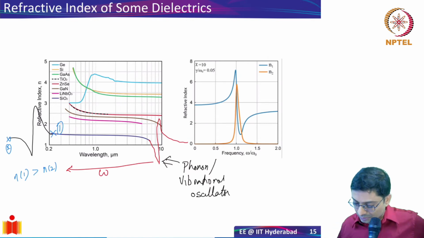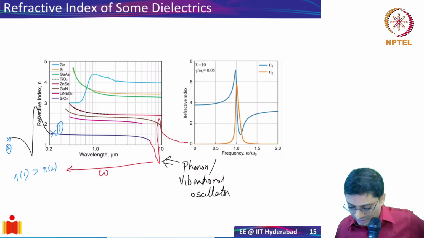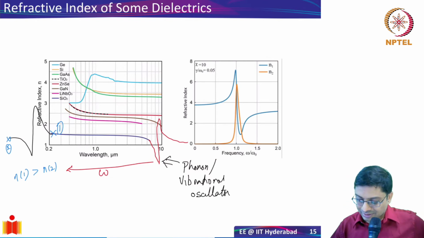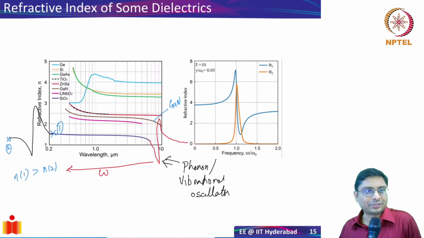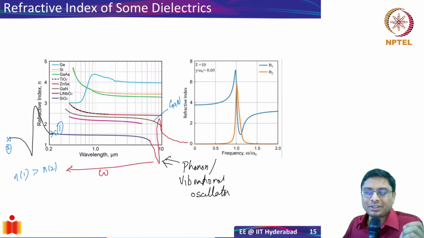So you see, now this is a different material. What is brown here? Brown is gallium nitride. So gallium nitride has a different phonon here at a different frequency. That's why the peak is slightly shifted. So all the materials you can try to explain using this graph. So this simple model of considering just an electron which is bonded to a nucleus is helping us to understand.